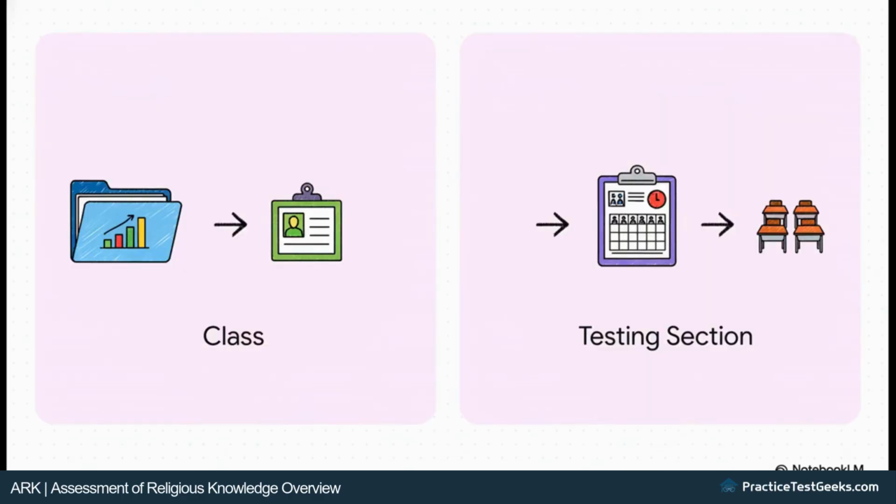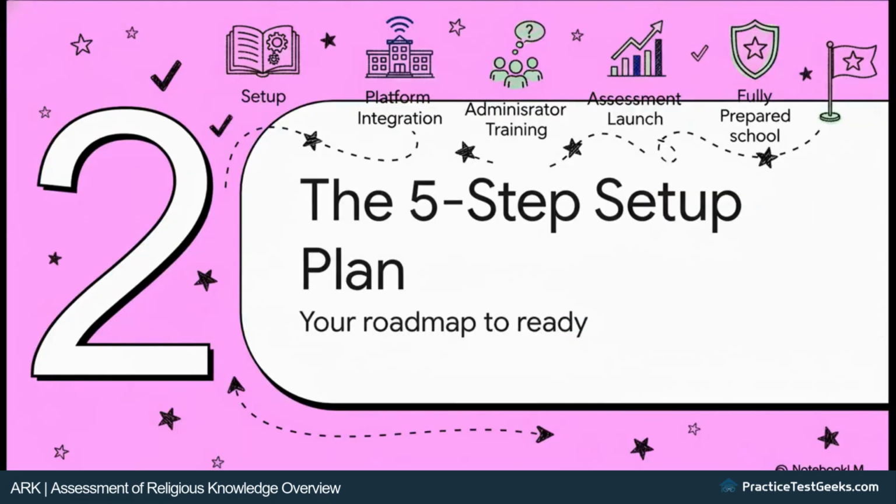And here's another really crucial difference to get: class versus testing section. The easiest way to think about it is this. A class is for organizing your data for reports. A testing section is for organizing the actual people on test day. One is about results, the other is about logistics. Simple as that. All right, now that we've got the key terms down, let's get to our action plan.